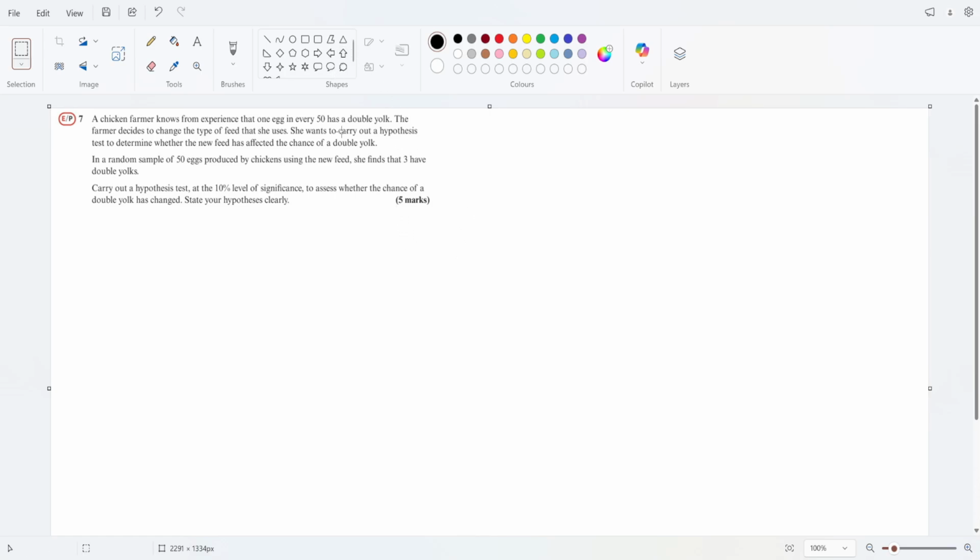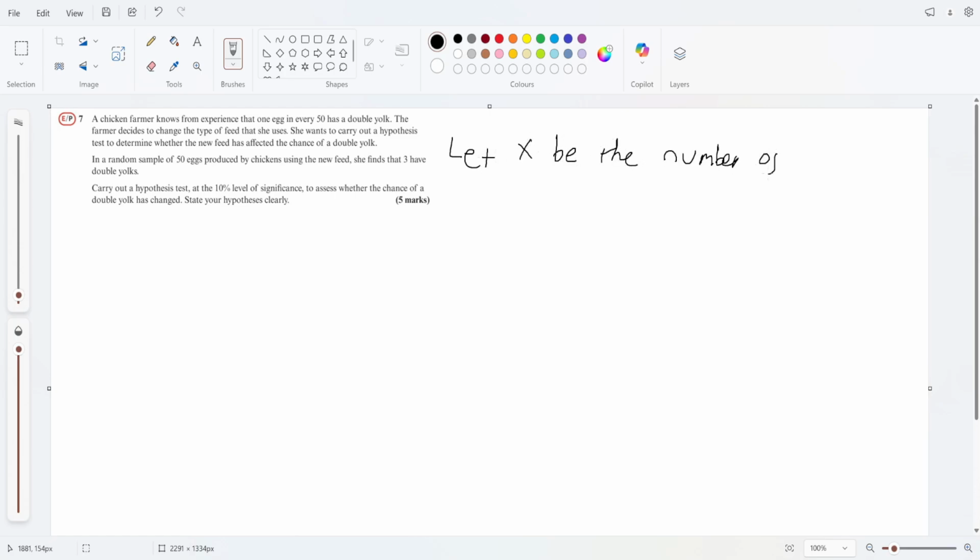So first of all, feel free to pause the video to read this question, but I'm just going to be going over it at a normal pace. So I always start by giving x, like the test statistic, declaring it. So what I'm going to do is let x be the number of eggs that have a double yolk out of 50, because it's a random sample of 50 eggs.